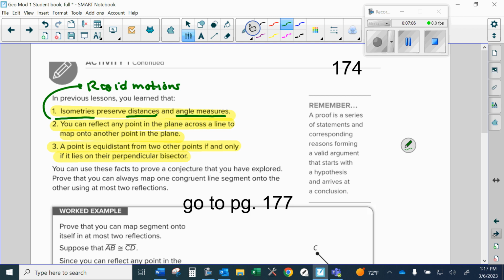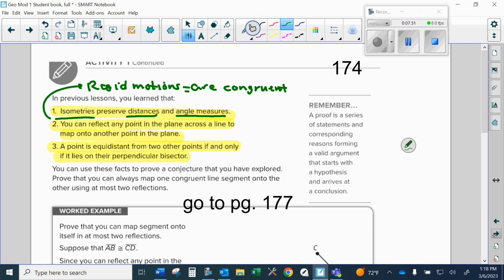Remember, all isometries or rigid motions are congruent, which means same size and shape. In order to be the same size, you have to have equal lengths. That's your distances, and to be the same shape, it has to have equal angle measures, correspondingly. You can reflect any point in the plane across a line to map onto another point in the plane.